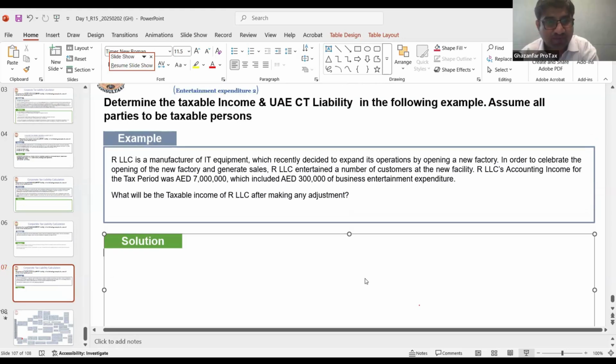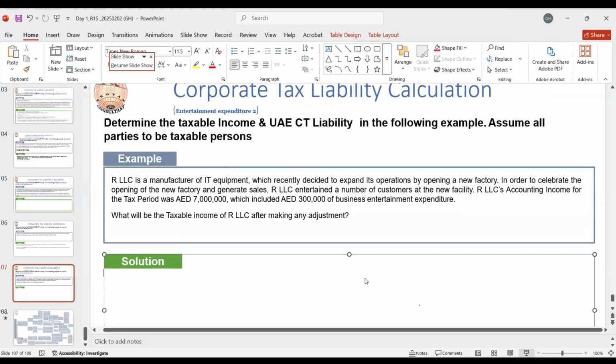Since the accounting income for the tax period is 7 million, but it also includes 300,000 for business entertainment expenditures. Just a minute. First, you have to let us know whether this is a juridical person or a natural person. The second is whether it is a resident or non-resident. It's a juridical person, sir. How do you know that?